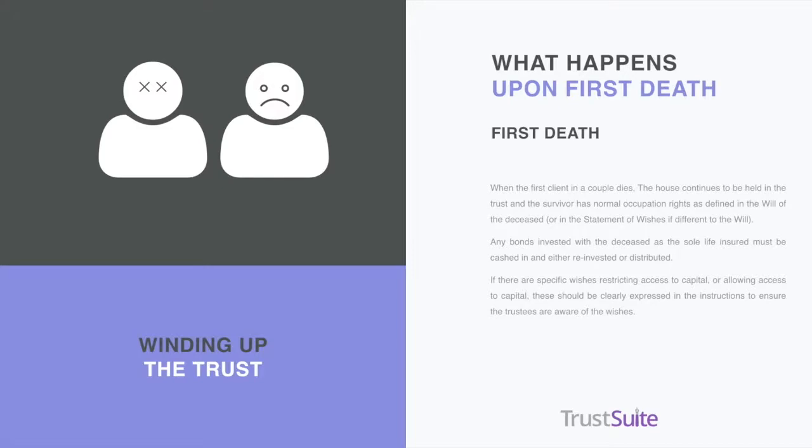Any bonds invested with the deceased as the sole life insured would have to be cashed in and either reinvested or distributed. If there's any specific wishes restricting access to capital or allowing access to capital, these should be clearly expressed in your instructions to ensure the trustees are aware of the wishes.